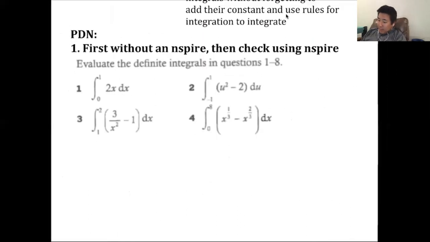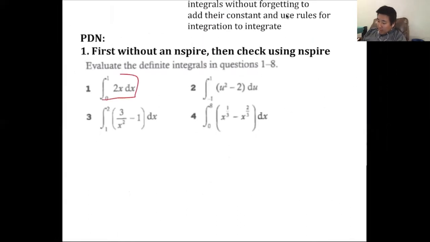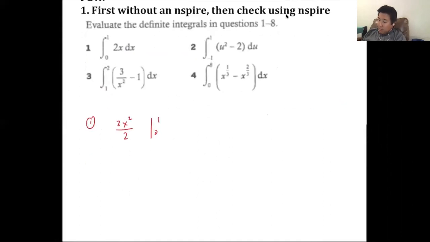So here's the PDN for the first day. We want to evaluate this integral. So for number one, the integral is going to be 2x, and then add 1 to the exponent, so 2 over the new exponent, from 0 to 1. So then you're going to get just x squared from 0 to 1, which equals 1 squared minus 0 squared, which equals 1.